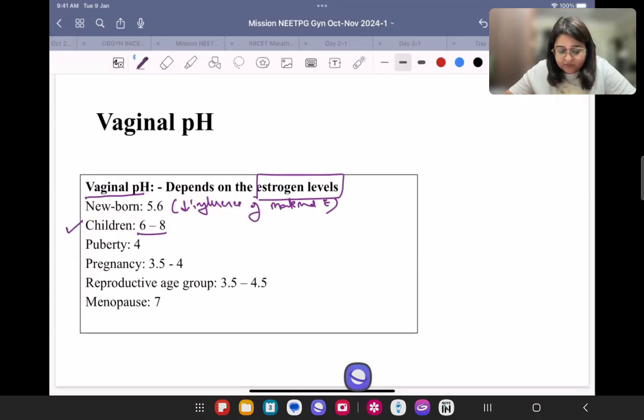Once the girl attains puberty, it starts becoming acidic. Pregnancy, it is the most acidic time. Okay, it reaches even 3 to 3.5, maximum acidic. Usually, it's around 4 during puberty and during reproductive age group. And menopause is again when there's no estrogen, so it goes high. So it depends on the estrogen levels.